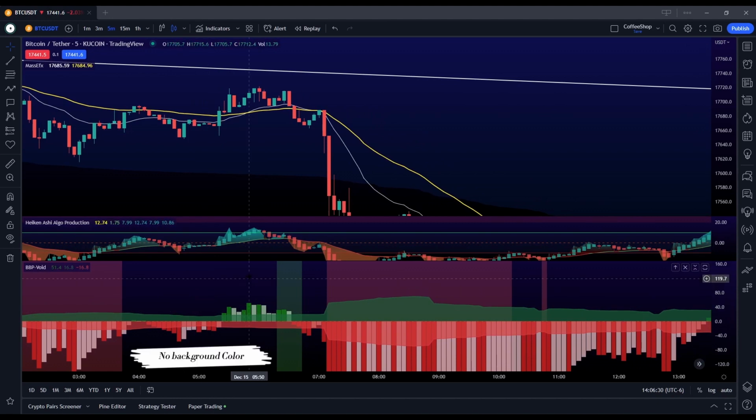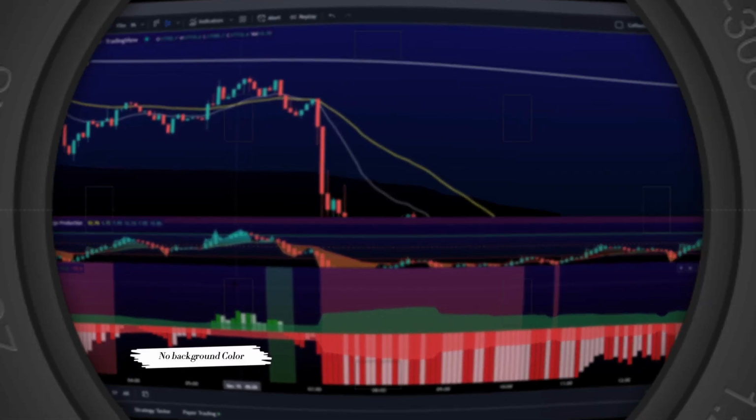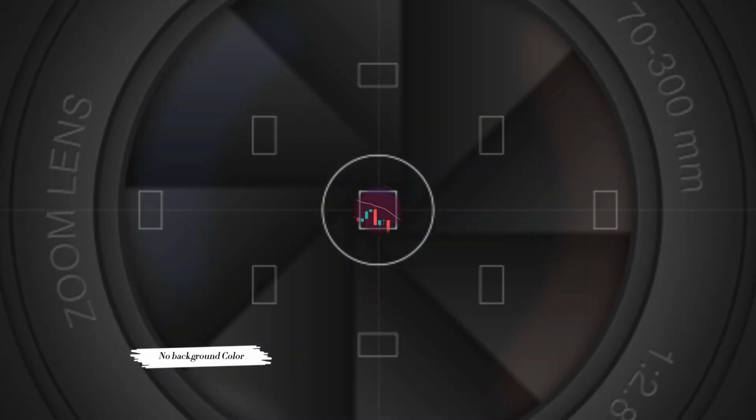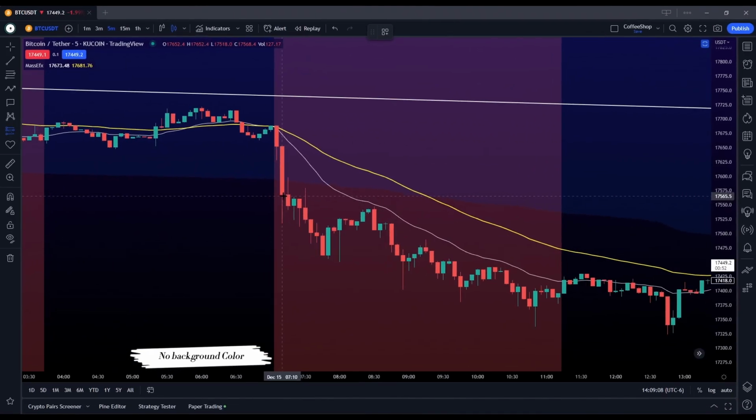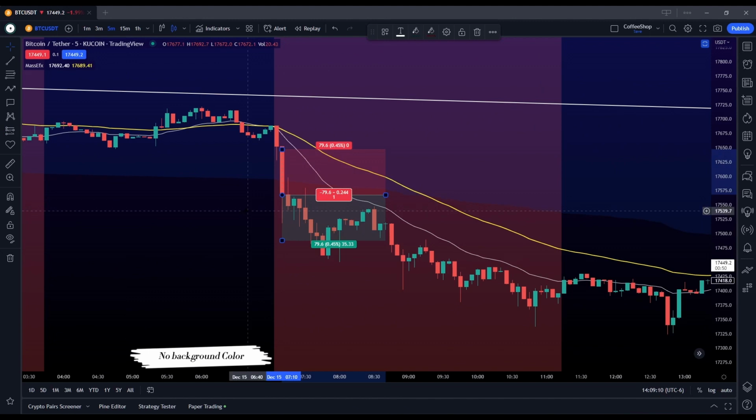See the background? It's black. You have to watch your volume. That is the purpose of having this here. Now, you enter a short position here. Why here? Well, you need a new high.